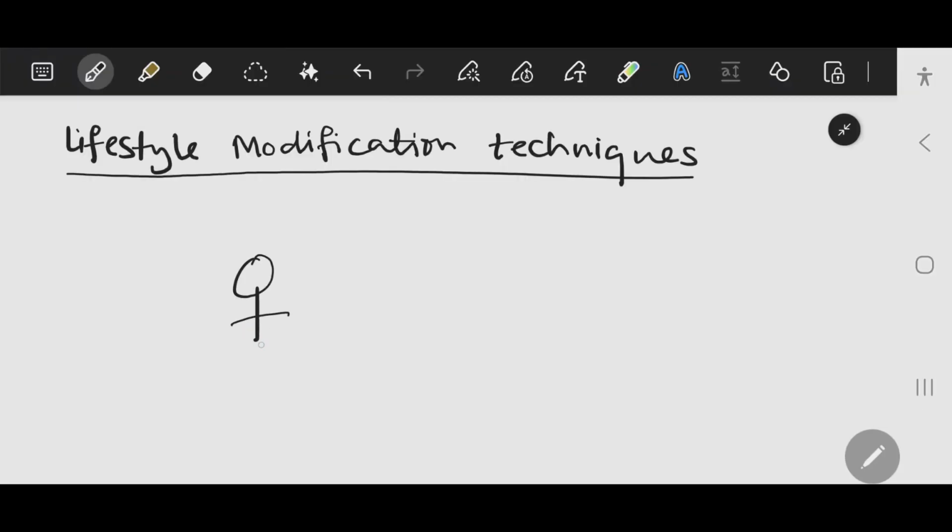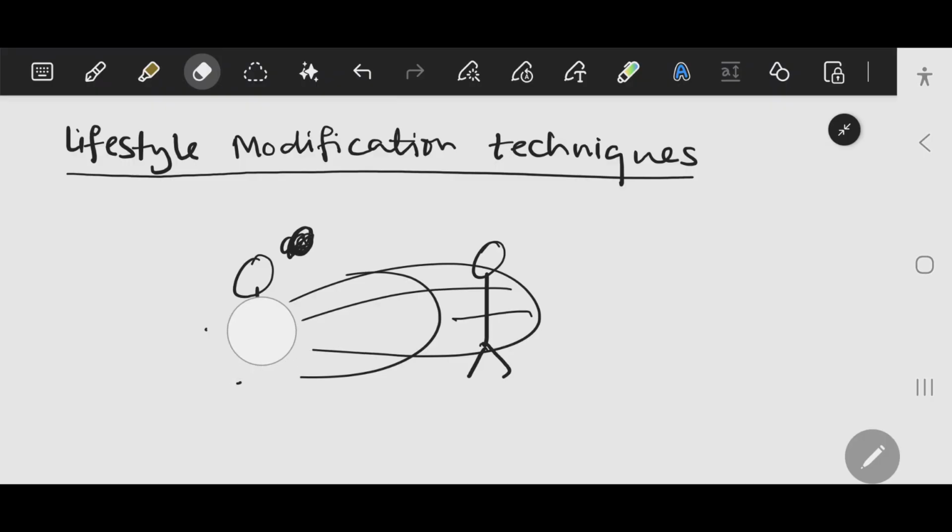Now let's talk about lifestyle modification techniques. You have a client, they come to you, they want to achieve a certain goal, right? But maybe they have a few negative lifestyle choices. Your first thought is going to be, how do I change this? How do I change these behaviors realistically? That's what we're going to talk about.